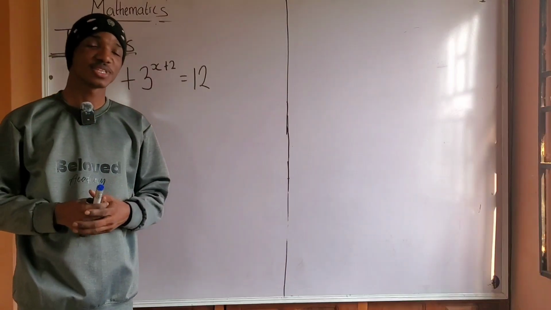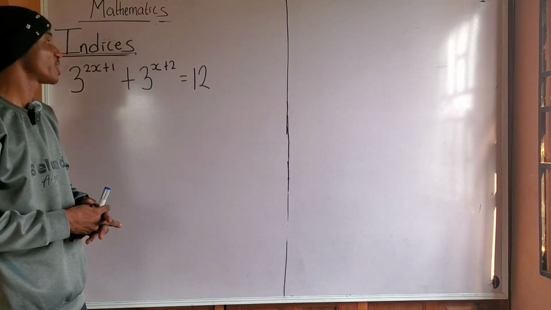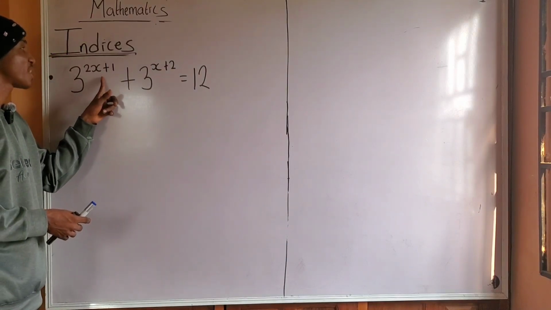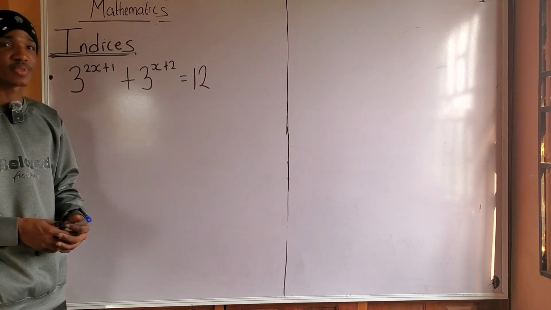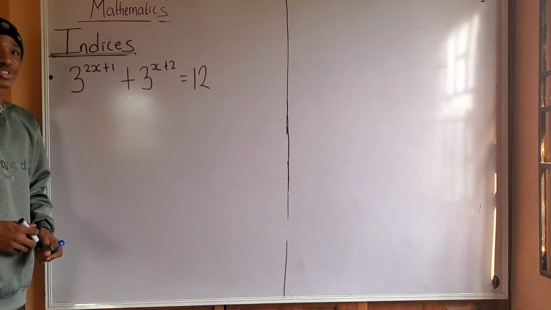Let's consider the question that we have on the board. We are asked to solve 3 raised to the power of 2x plus 1, plus 3 raised to the power of x plus 2, equals 12. How do we find the value of x in this equation?